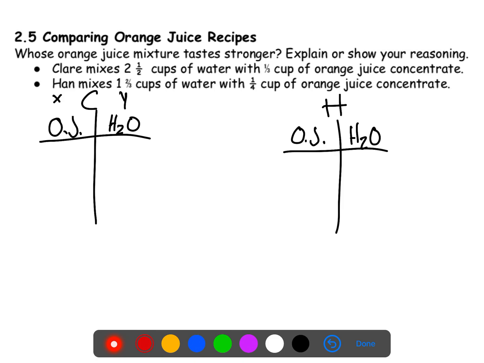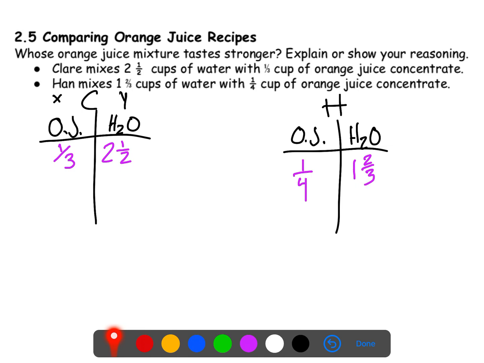So Claire had 2.5 cups of water and 1/3 cup of OJ. Han had 1 2/3 cups of water and 1/4 cup of OJ. Okay? Don't be intimidated by fractions. Fractions are just numbers. This would probably look a lot less intimidating if these were decimals, because it's easier to type into a calculator. But don't forget you have that Desmos calculator that lets you put in fractions and mixed numbers, and you can do the calculation in the same way.